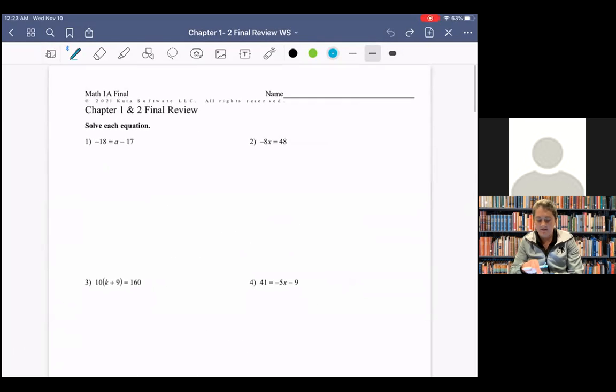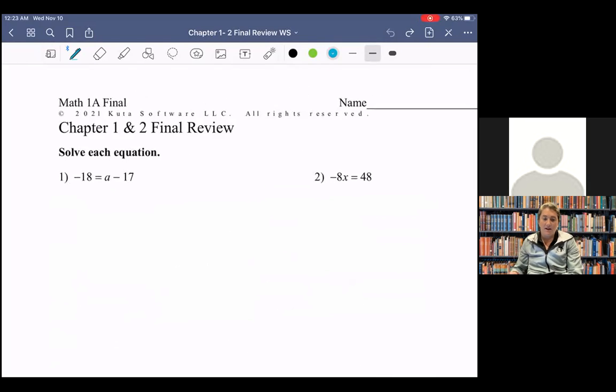Okay, so you're starting at the very beginning, -18 equals a minus 17. Trying to solve that for a. The thing that's happening to it is subtracting 17. So to counteract that, I will add 17 to both sides. -18 plus 17 is -1 equals a. So there's our answer. A is -1. So that was just what we call a one-step equation.